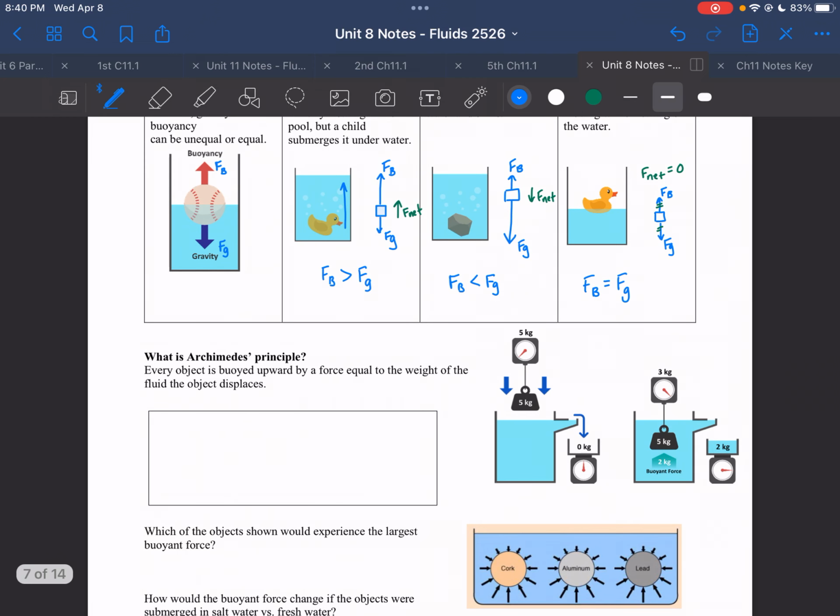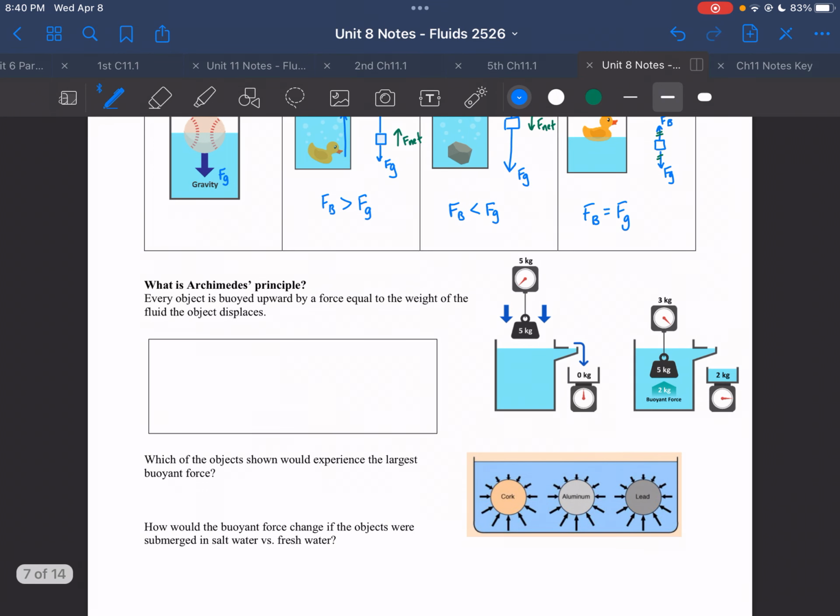Next concept we have is Archimedes' principle. So the classic story of Archimedes, who is a Greek mathematician, was called in by the king, and the king wanted him to verify that his crown was made of gold. And so Archimedes couldn't destroy the crown because that would be expensive, and obviously the king didn't want that.